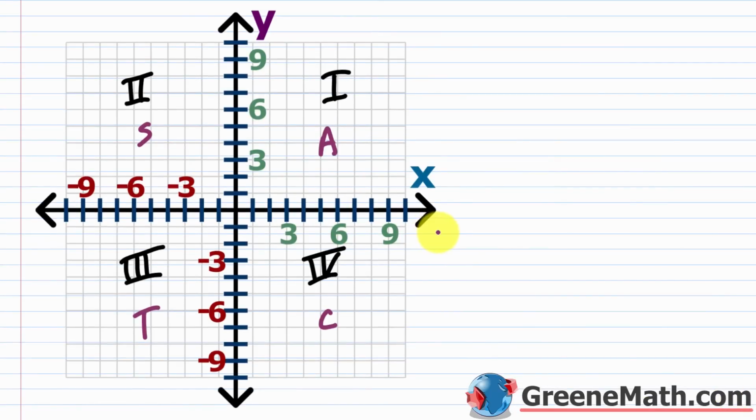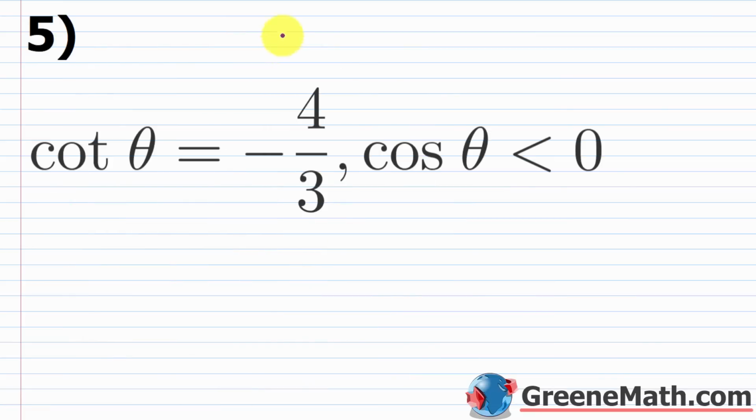So again, coming back up here, if we think about where cotangent is negative, it's going to be negative in quadrants 2 and 4. If we think about where cosine is negative, it's going to be negative in quadrants 2 and 3. So that tells me that we're going to be in quadrant 2, right? So cosine is negative and also cotangent is negative. So let me put here that theta is in quadrant 2.